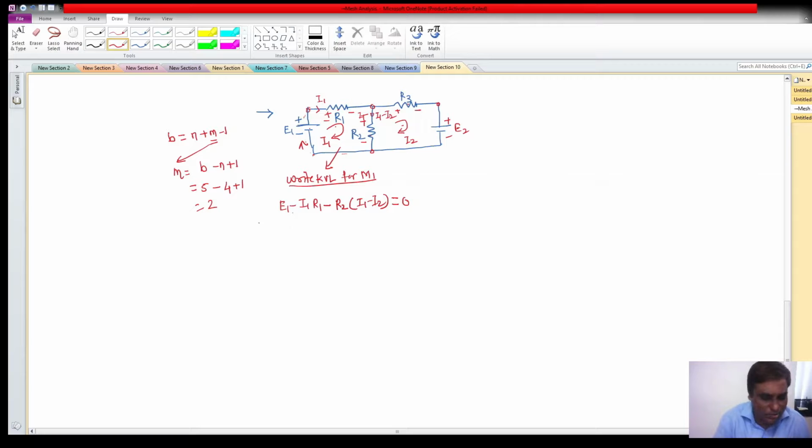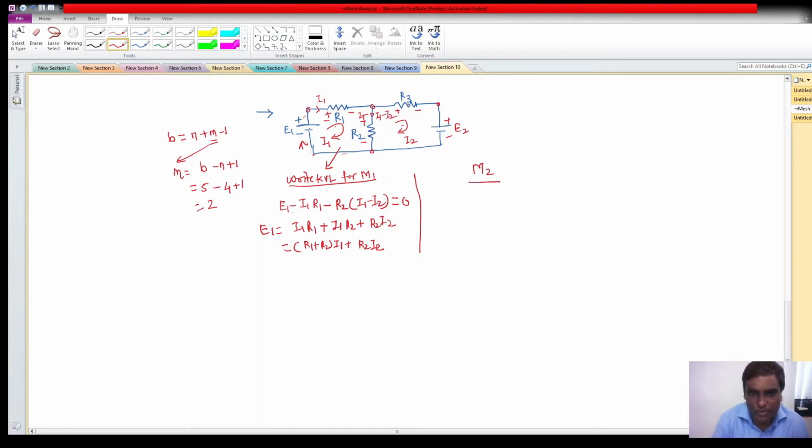Okay, so let me write it in another way, that is E1 will be equal to I1 R1 plus I1 R2 plus R2 into I2, and if you take I1 as common, you can write (R1 plus R2) into I1 plus R2 into I2. Okay, this is for mesh 1 and this is for mesh 2.